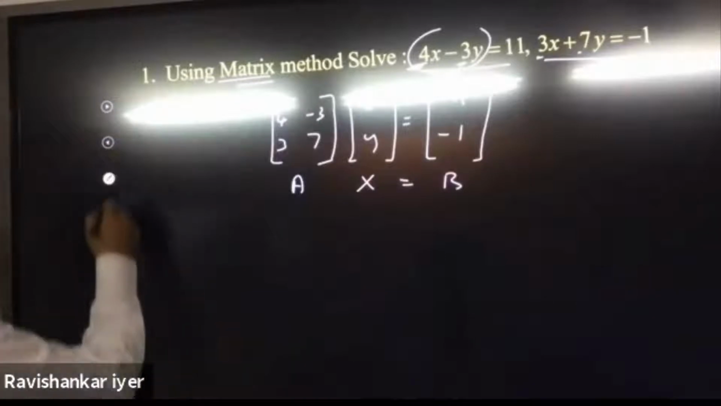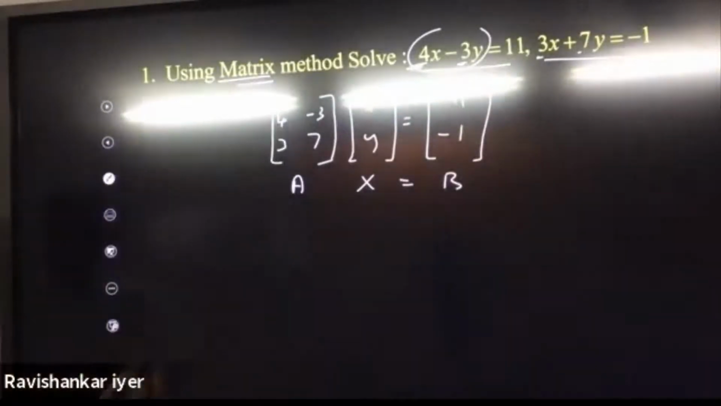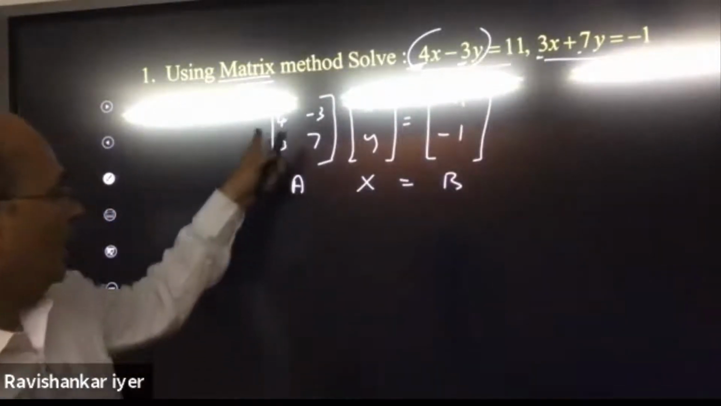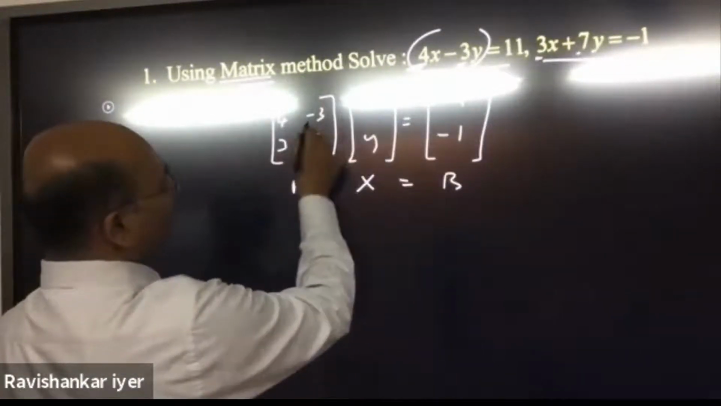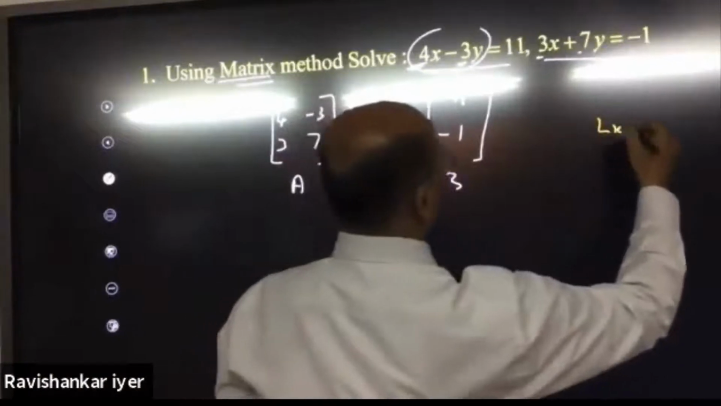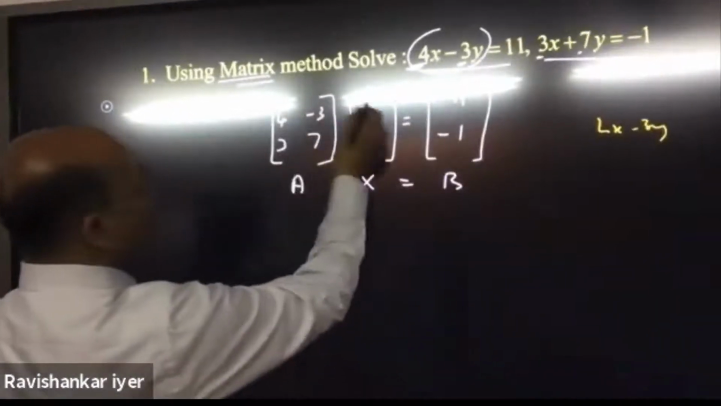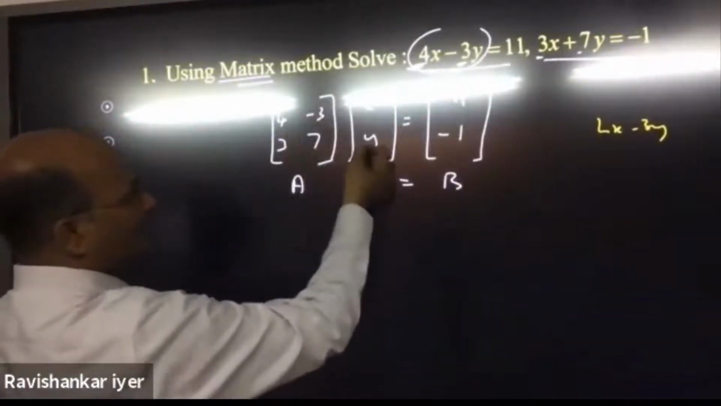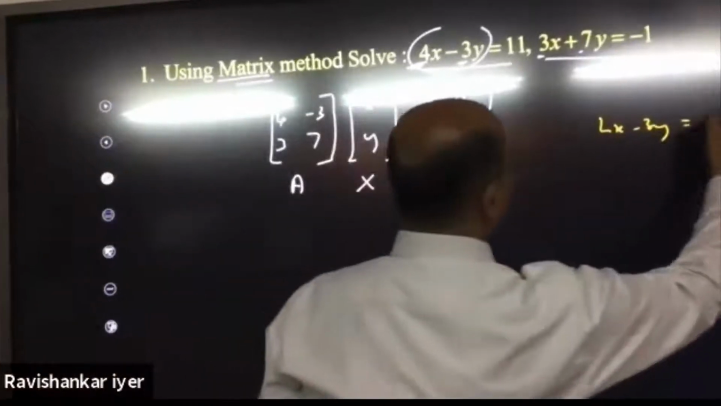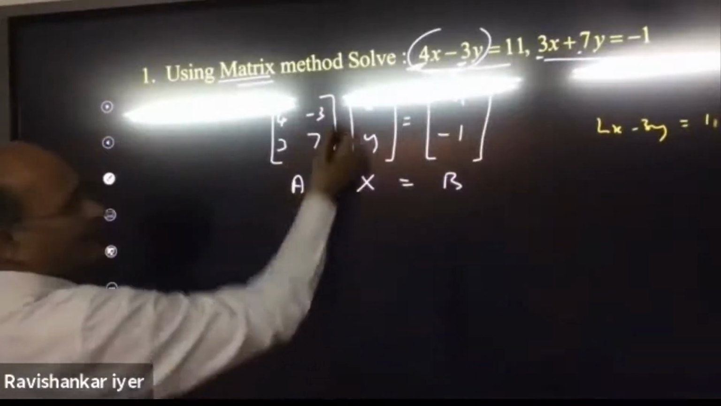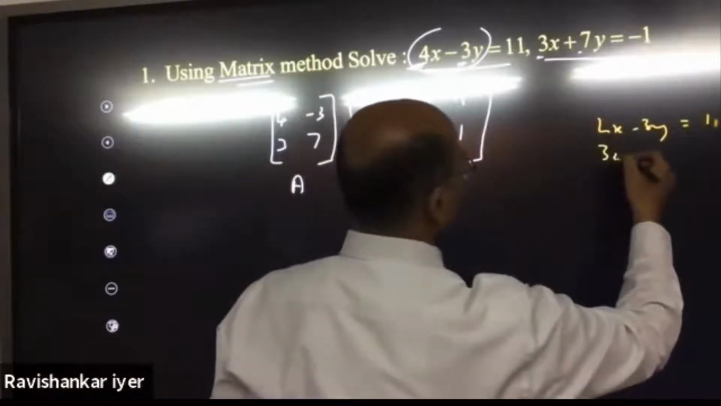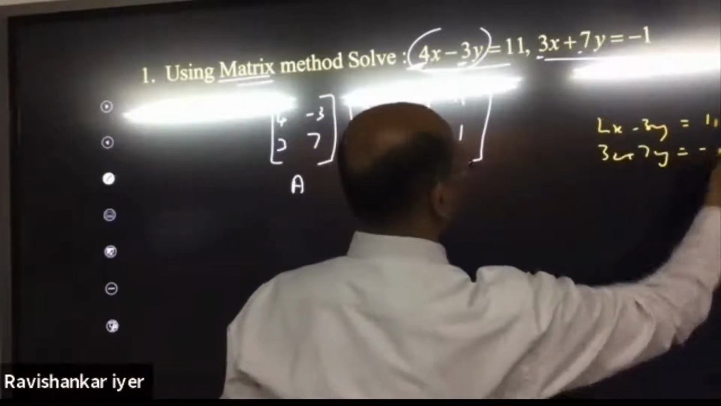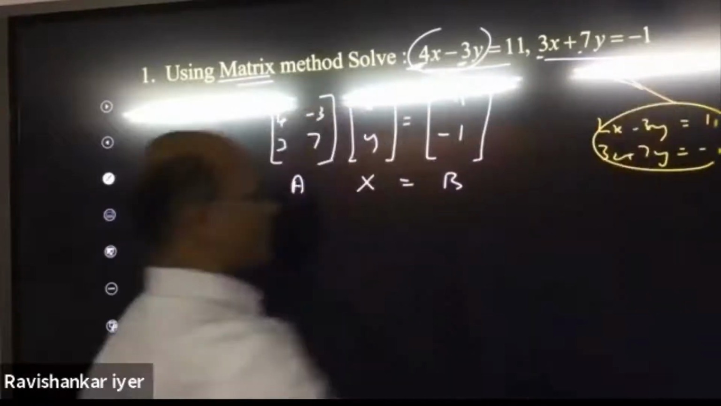Now I want to show you something very interesting. If you multiply this, what happens? Let us see. 4 into x minus 3y, 4 row into column: 4x minus 3y equals 11. Similarly, second row and the column: 3x plus 7y is equal to minus 1. Now look, these both are the same equations.